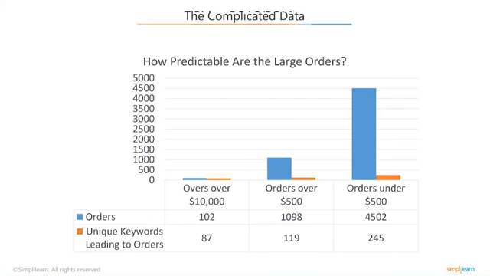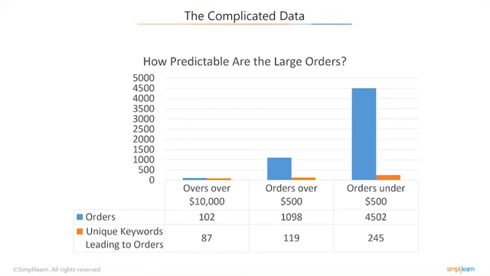So this company has quite a few different products they sell, but when they sell them, they generally fall into one of two big buckets. One, a small purchase order: orders under $500. That's 4,500 of their orders. The other, orders over $10,000, which are worth a whole lot more than those $500 orders. And they only got 102 of those per month.